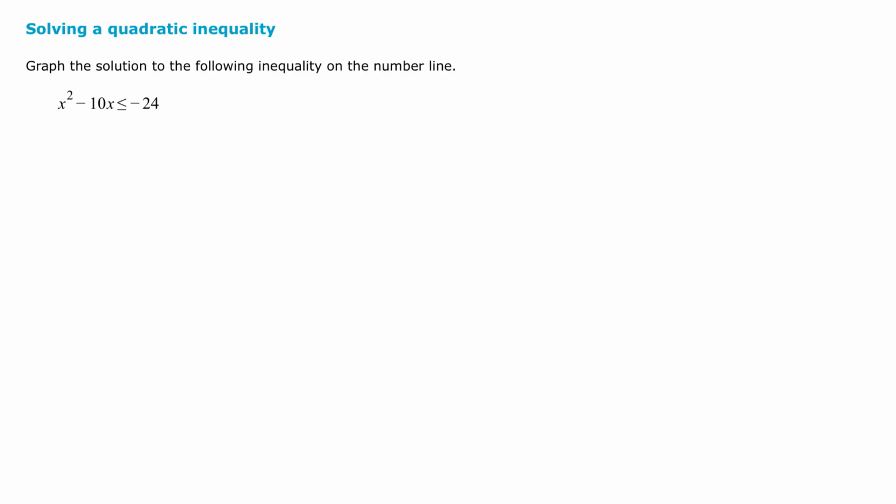Solving a quadratic inequality. Graph the solution to the following inequality on the number line. x squared minus 10x less than or equal to negative 24.